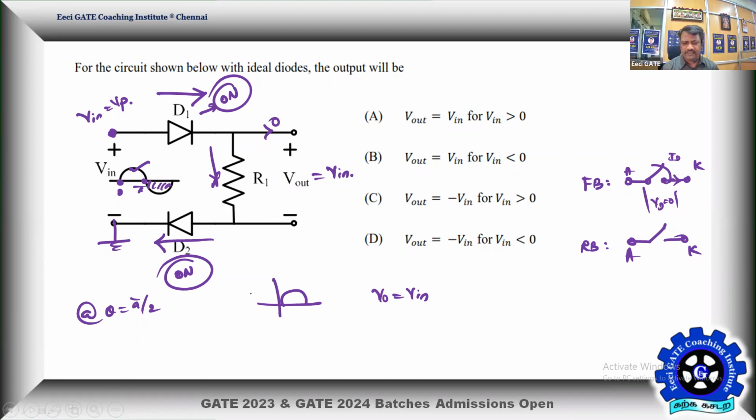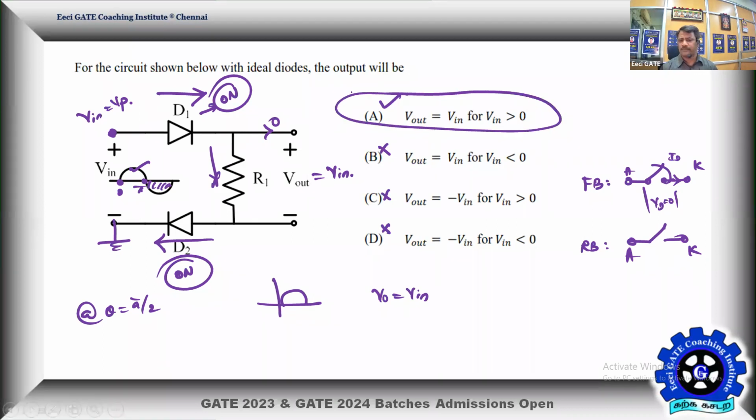Then how to say this? Which option is saying this? V out is equal to V in when V in is greater than 0. It seems to be okay. V out is equal to V in for V in less than 0? No. V out is equal to minus V in for... yes, let me check the sign. No, this is not the right call. V out is equal to minus V in, for V in less than 0, no. Okay, so the best choice is option A only.